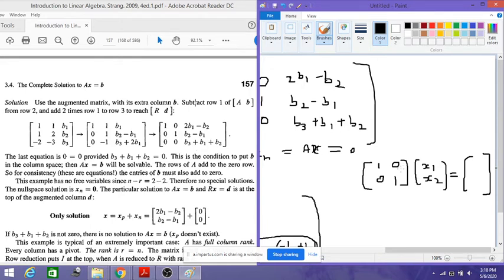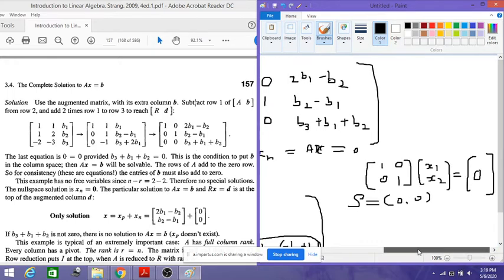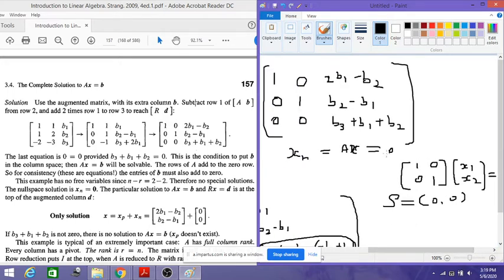Now if you look into that, there are no free variables. When there are no free variables or no free columns, and we consider the right hand side equal to 0, since there are no free columns, therefore x1 and x2 are equal to 0. So how do I get the right hand side equal to 0? Only when x1 and x2 are equal to 0. So therefore the special solution for this case is 0, 0. And the particular solution, by considering the b, we will get the same terms.